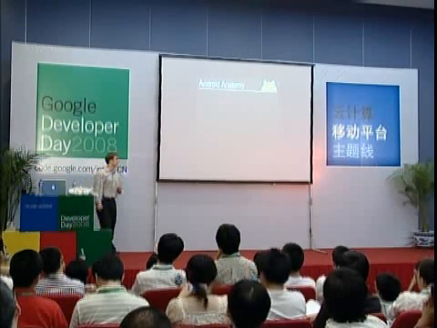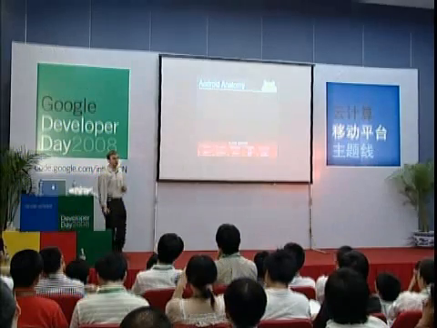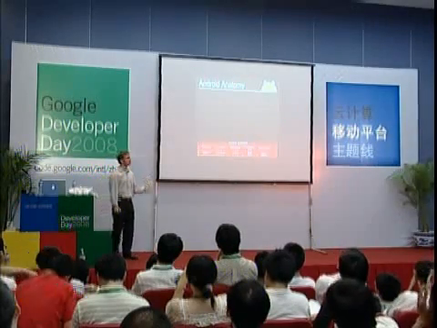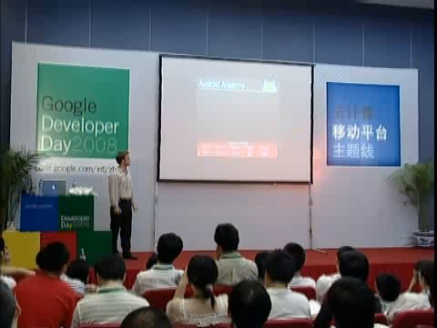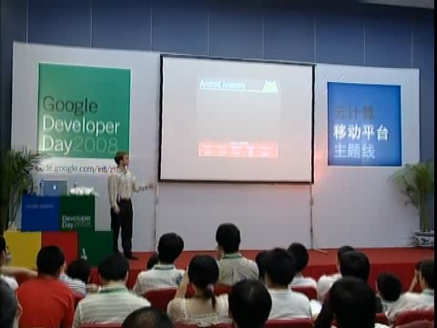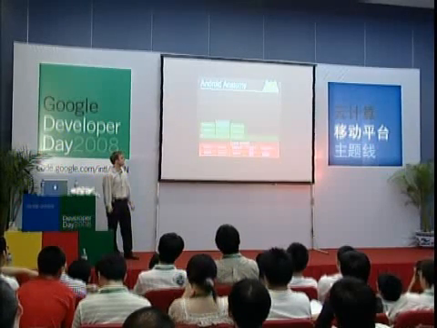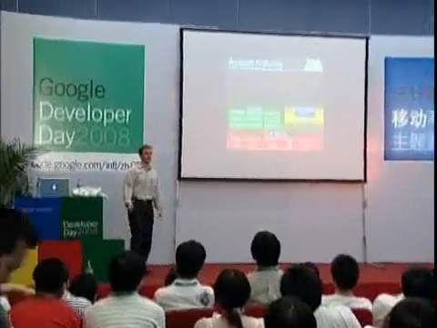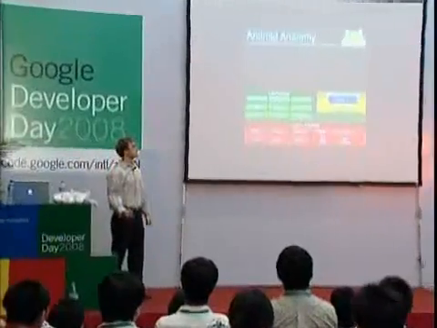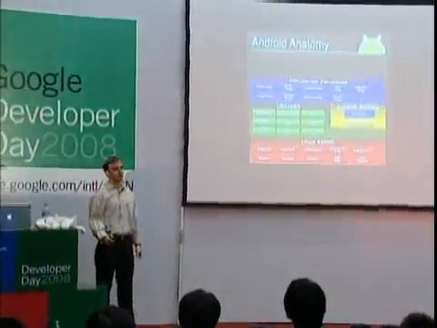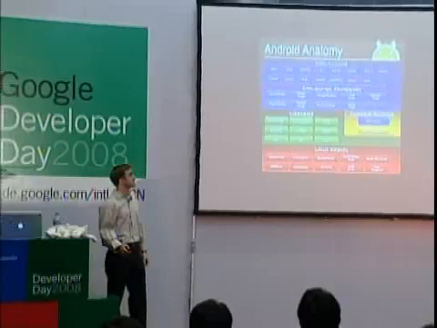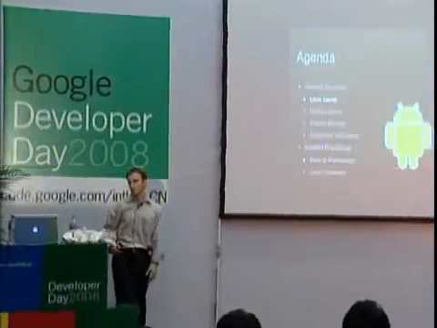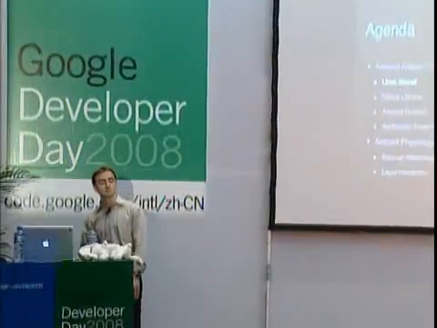So any discussion of the Android anatomy needs to start with our block diagram, and this is what Jason went over in the last talk, and we'll go over it briefly here. But it starts with the Linux kernel on the bottom. We have the native libraries, the Android runtime and Dalvik virtual machine, the application framework, and the applications. So let's go through each of these in a bit more detail. First, we start with the Linux kernel.